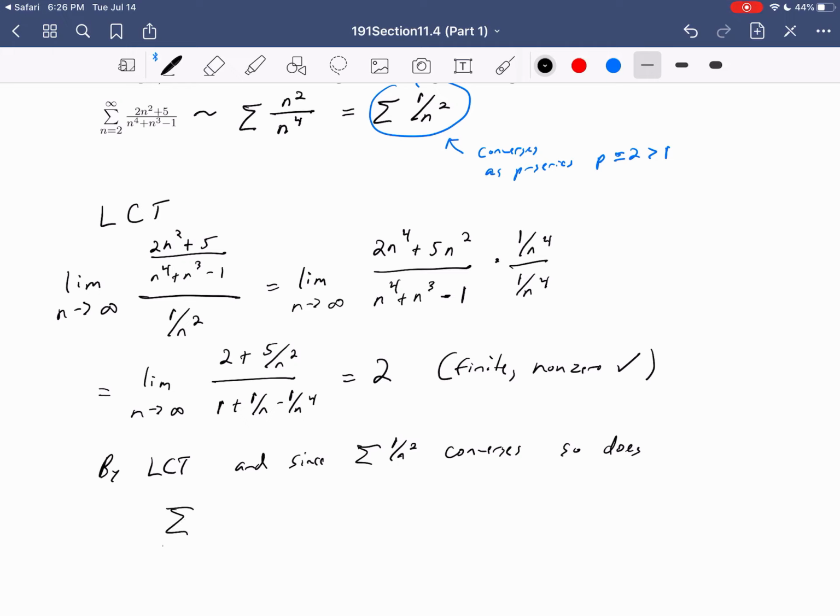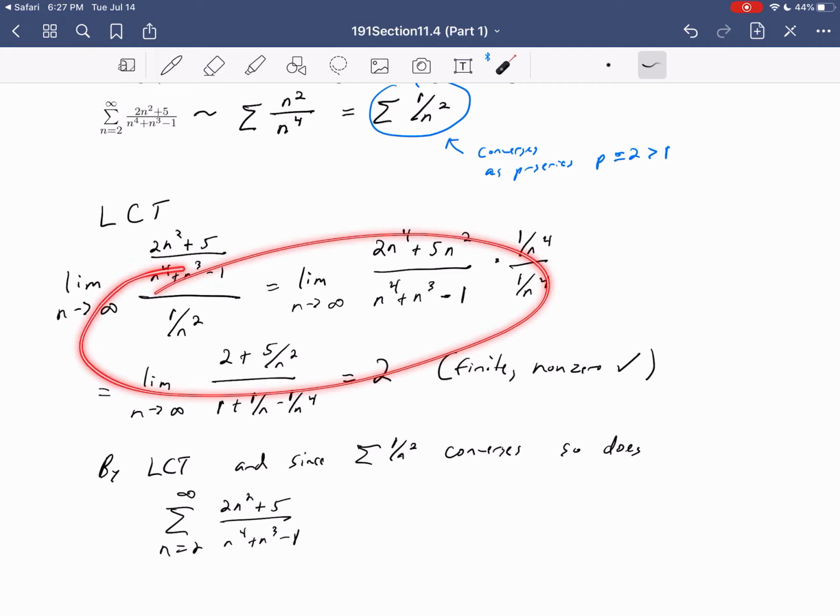The sum from n equals 2 to infinity of 2n squared plus 5 over n to the 4th plus n cubed minus 1. So we know that this is a convergent series because it should act the same as 1 over n squared. Notice that LCT is much more efficient than the DCT because you don't have to worry about any sort of messy bounding or inequalities or anything. You just have to be able to evaluate this limit.